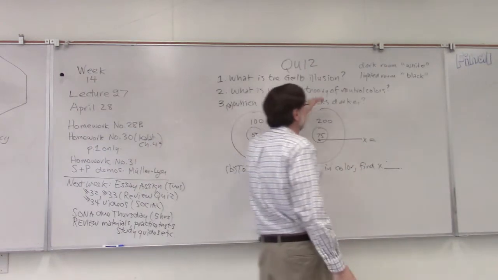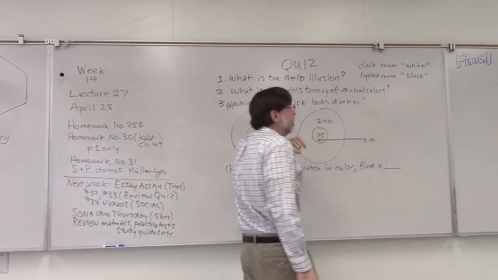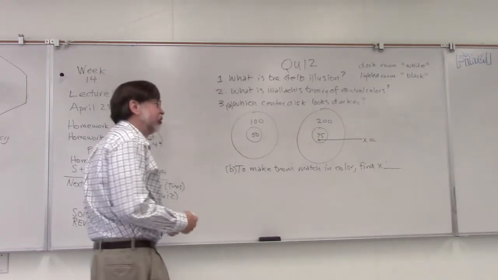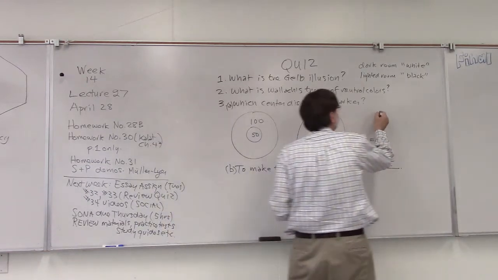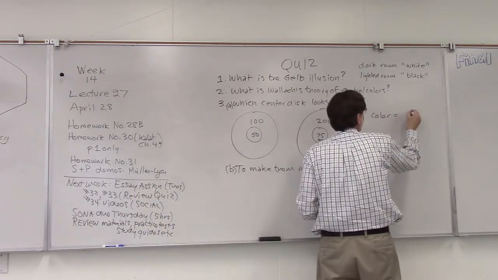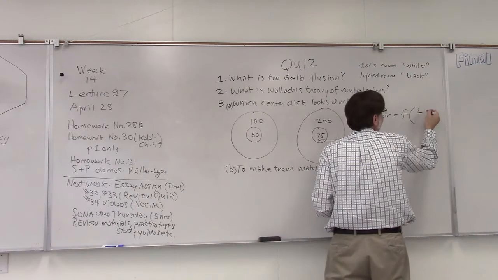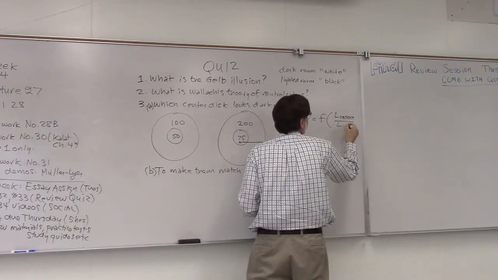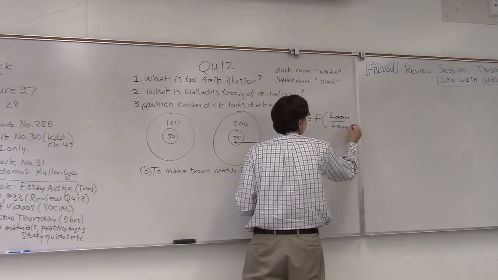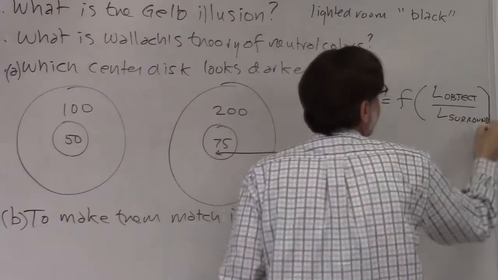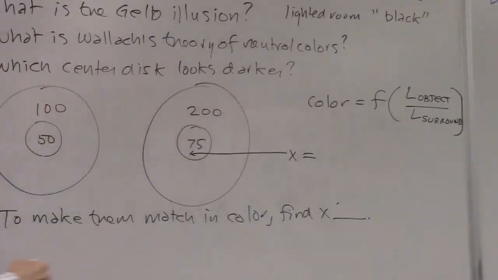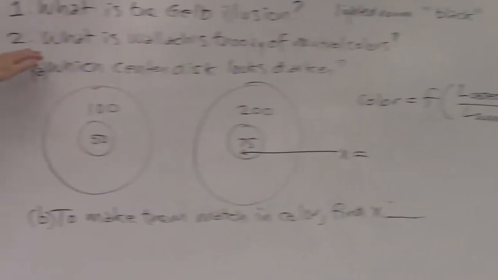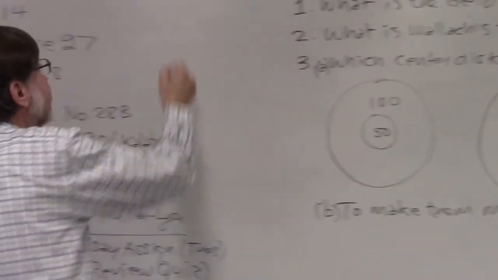Well, Wallach's theory of color explains the Gelb illusion because it's the theory that the color is equal to a function of the luminance of the object divided by the luminance of the surround, or the background. And he does this experiment right here. So his theory of neutral, and what do we mean by a neutral color?